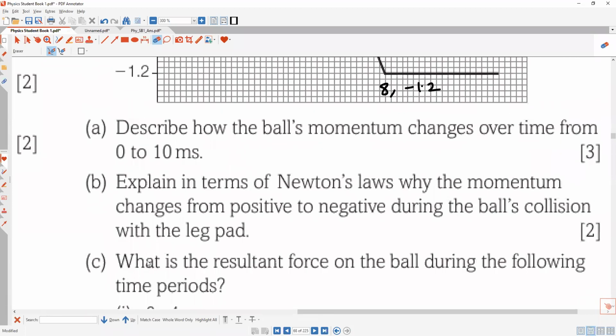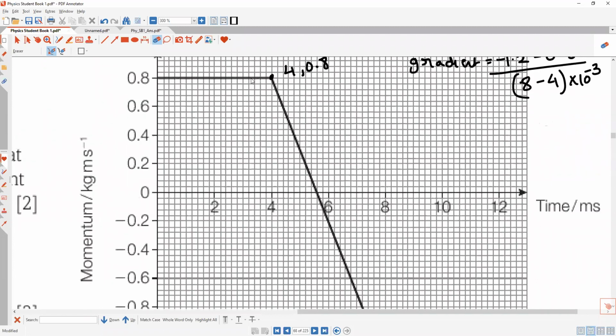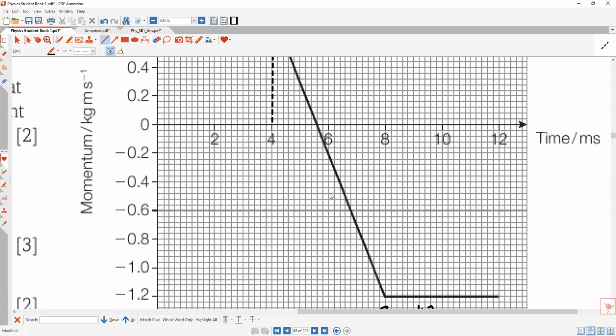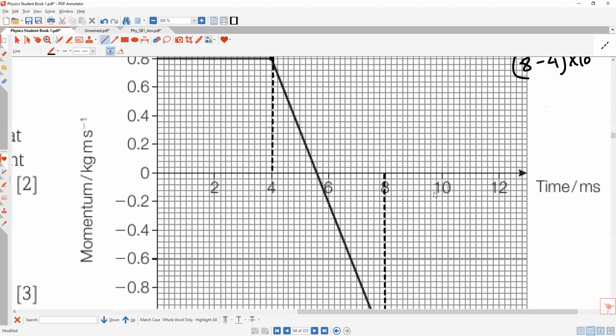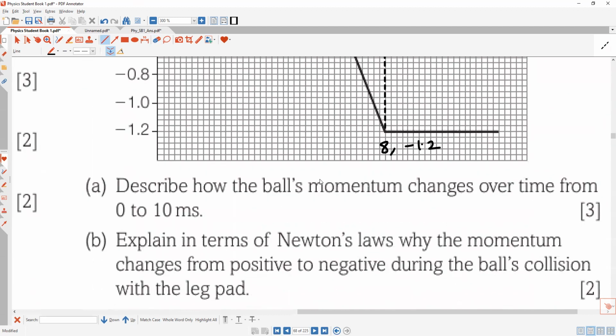Now 4 to 8 milliseconds. Yes, it is changing. Like 4, this is 4 milliseconds, and this is 8 milliseconds. In 4 to 8 milliseconds, there is a change in momentum. So what was the change in momentum we got? We got the gradient, no? I think that is the force, if I'm not wrong, because I'm doing momentum and time. mv minus mu divided by t is force only, no? So that is the force acting over there.